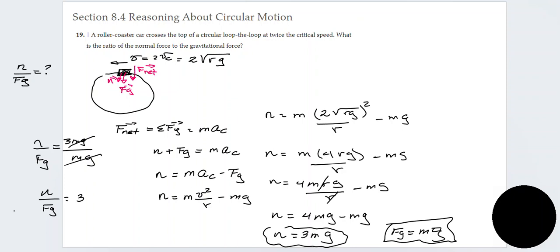So that's it. That is the solution of the problem. So we found the ratio of the normal force to the gravitational force. Super important here to remember that as part of the problem, it was given that the speed of the car while crossing the top of the circular loop-the-loop was twice the critical velocity, so it was 2 times the square root of rg.